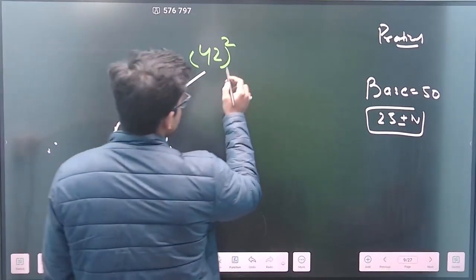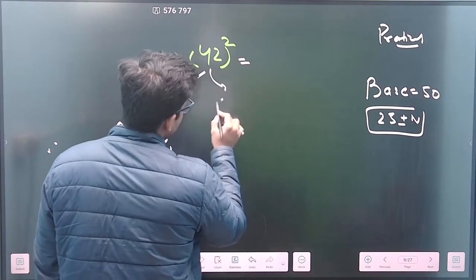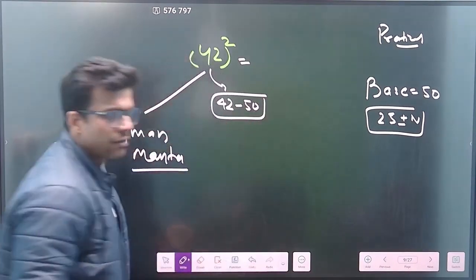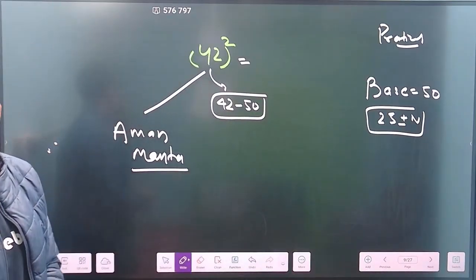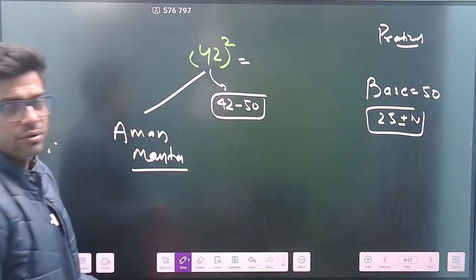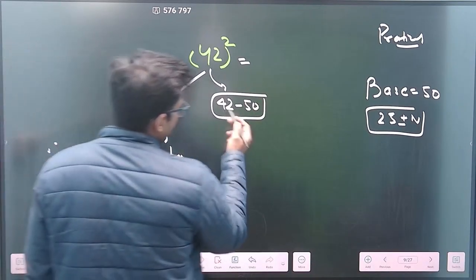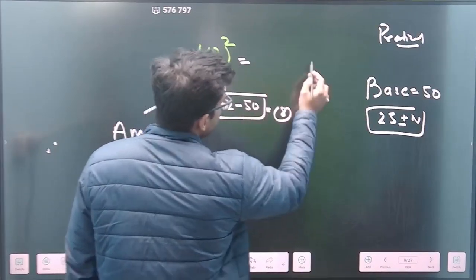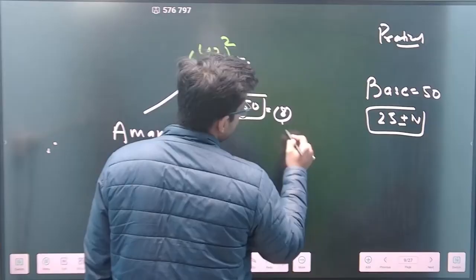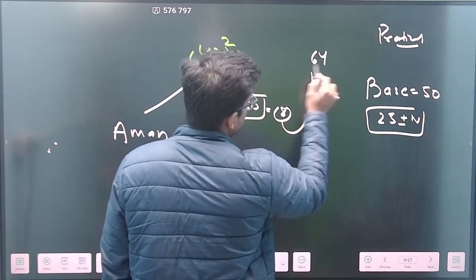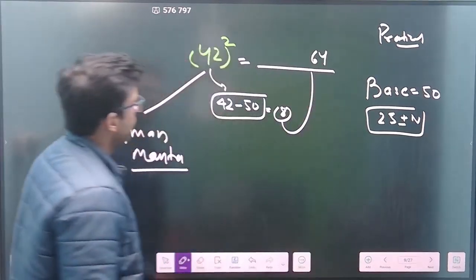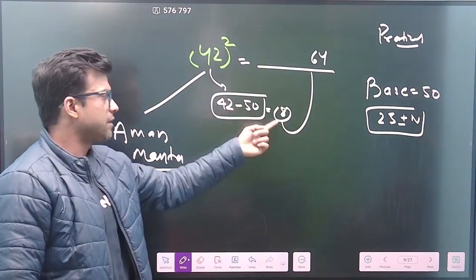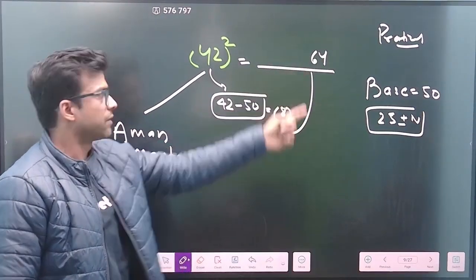Now if I ask you, this number 42 is how much less than 50? You would say 8. If 42 is 8 less than 50, then find the square of 8. 8 ka square is 64. See the step: take 42, subtract it from 50, take the square of the difference, which is 64.